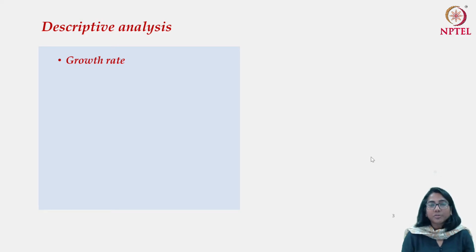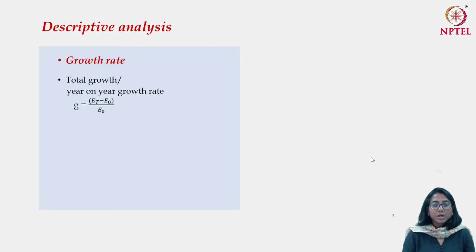There are different types of growth rate that you can think about, and we are here going to discuss two such growth rates. The first one is a very simple one. This is the total growth or year-to-year growth rate. You think about one initial time period and one terminal time period, and you try to understand what is the total growth over this period of time.